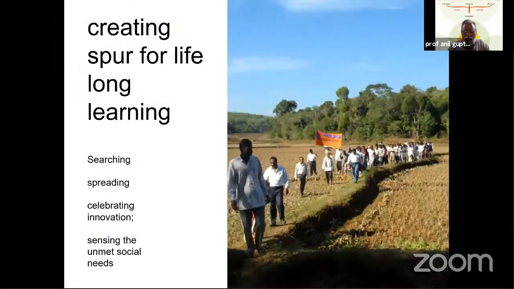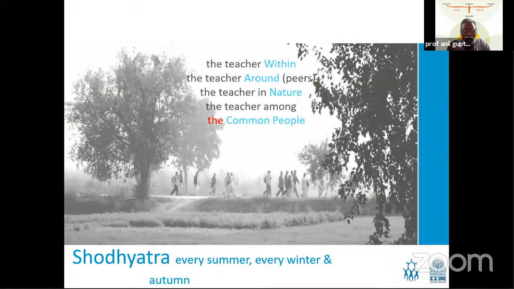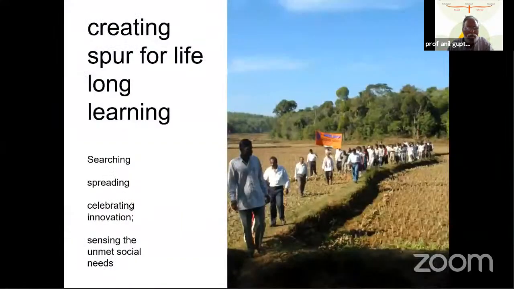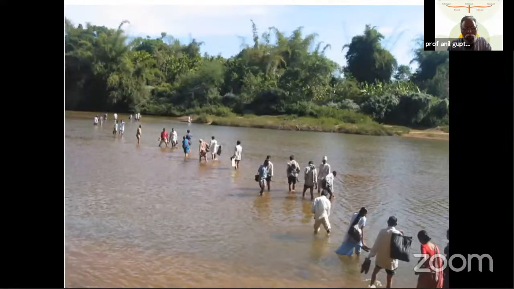So what are we trying to do? We are trying to learn from four teachers: the teacher within, the teacher around, that is peers, the teacher in nature, and the teacher among common people. These are the four teachers from whom we are trying to learn in Shodhyatra. We are trying to search and spread. We share innovations that we have seen in other places. We celebrate innovation and honor people at their doorstep. And we sense unmet social needs. We make an inventory of problems that people are facing so that we can share them with other communities. Sometimes one person's problem becomes a provocation for somebody else's innovation. So there are different kinds of routes through which we move.